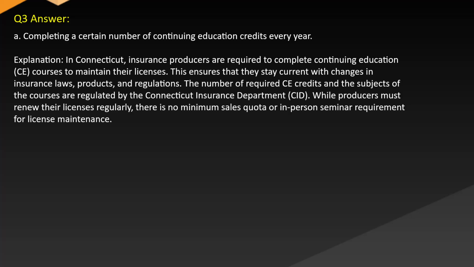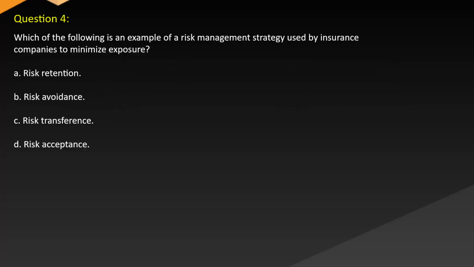Answer. A. Completing a certain number of continuing education credits every year. Explanation. In Connecticut, insurance producers are required to complete continuing education courses to maintain their licenses. This ensures that they stay current with changes in insurance laws, products, and regulations. The number of required credits and the subjects of the courses are regulated by the Connecticut Insurance Department (CID). While producers must renew their licenses regularly, there is no minimum sales quota or in-person seminar requirement for license maintenance.